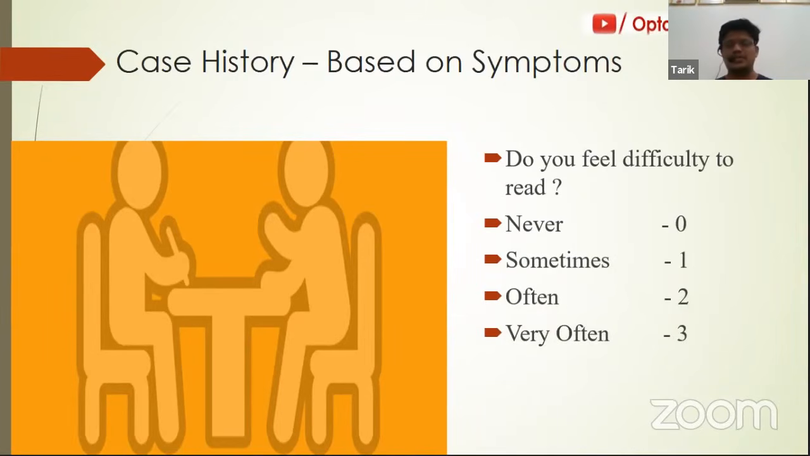There is a set of 14 questions which you can ask the patient that will give you a rough idea. Does the patient have a problem because of the visual system, or is it because of something else? So let's start with what these questions are.